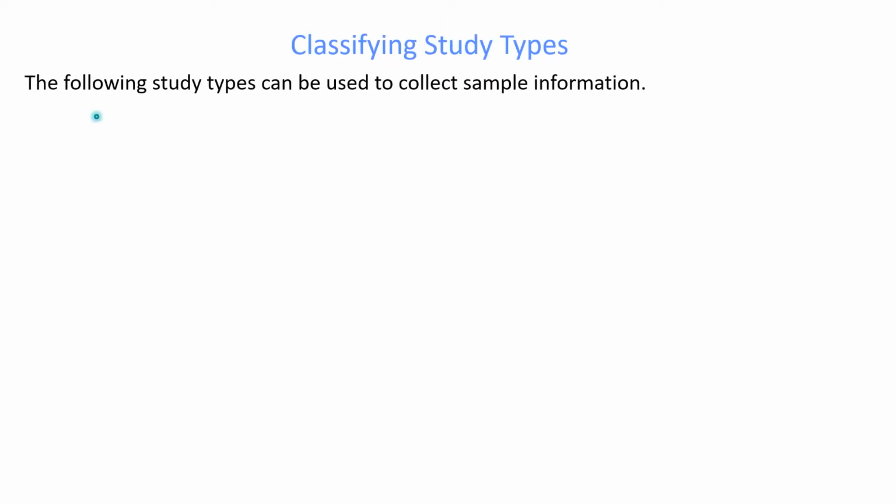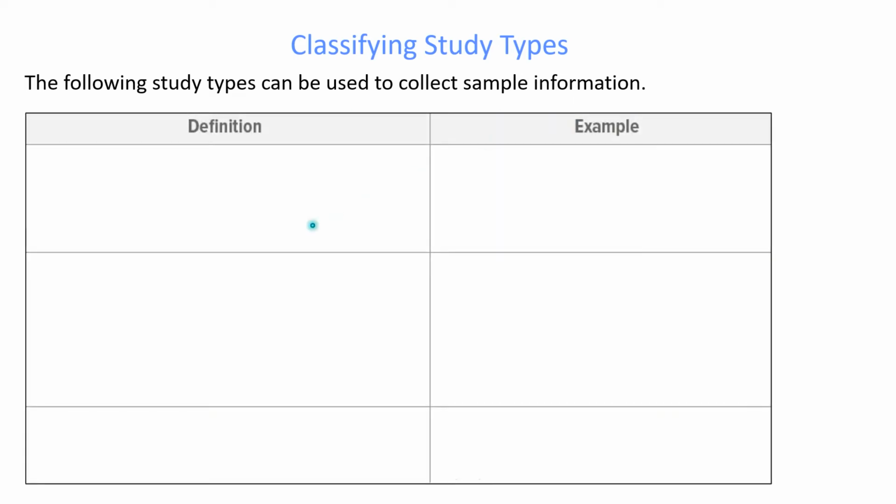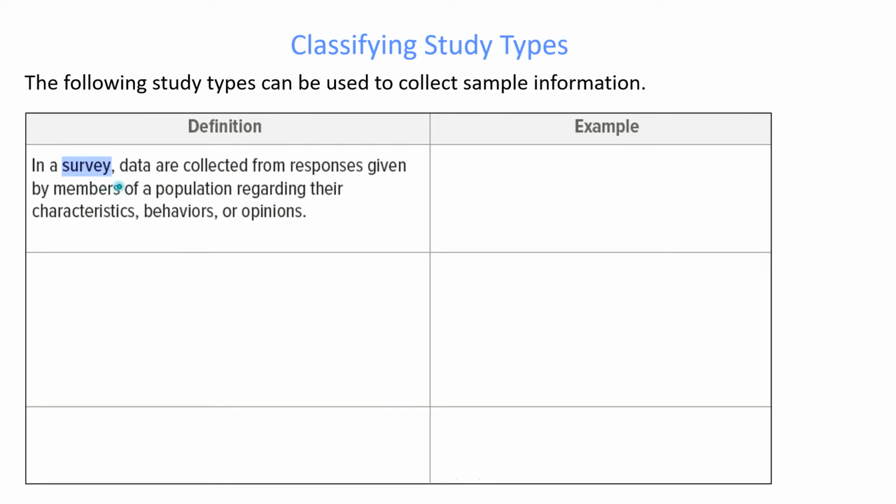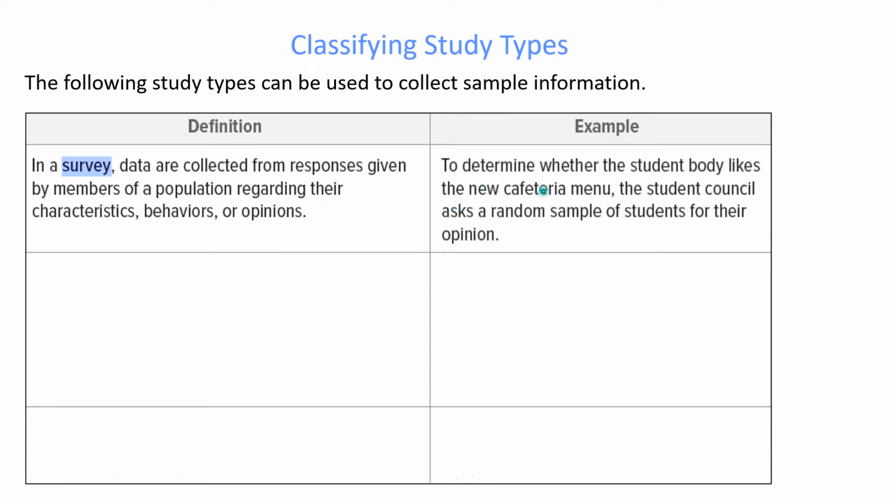Now, looking at classifying study types, the following study types can be used to collect sample information. So, in a survey, data are collected from responses given by members of a population regarding their characteristics, behaviours or opinions. So for example, to determine whether the student body likes the new cafeteria menu, the student council asks a random sample of students for their opinion.